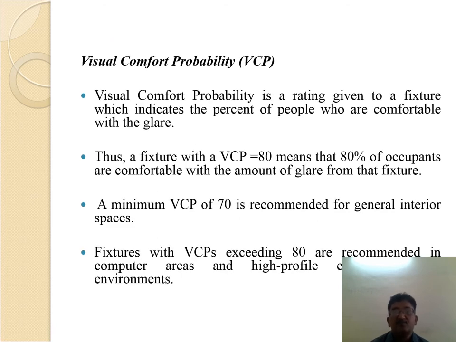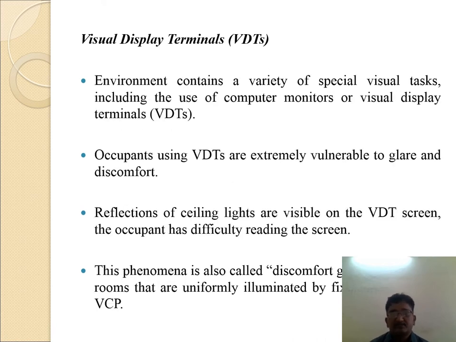Next is the visual comfort probability, or VCP. It is the rating given to fixtures which indicates the percentage of people who are comfortable with the glare. A fixture with a VCP equal to 80 means that 80% of the occupants are comfortable with the glare from that particular fixture. A minimum VCP of 70 is recommended for general interior spaces, and fixtures with a VCP exceeding 80 are recommended in computer areas.